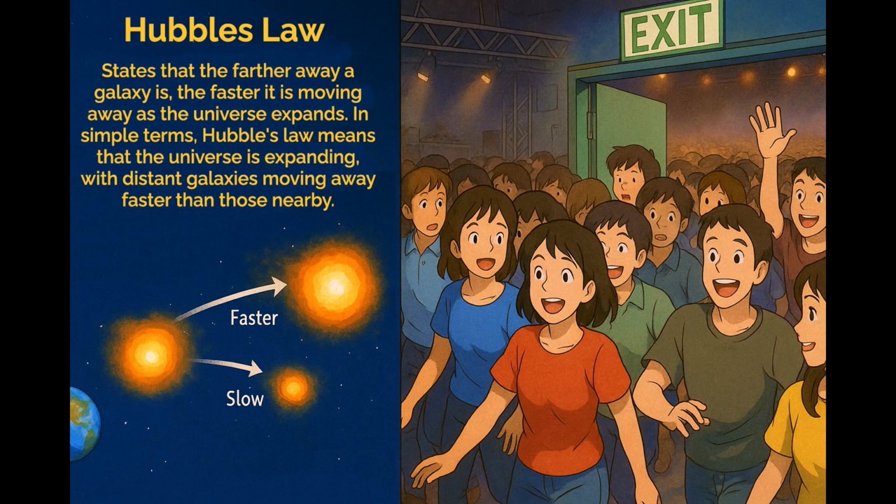This scenario is much like Hubble's law, where galaxies are like the concertgoers. The ones further from us, or the stage, appear to move away faster as the universe expands. Just as the distance from the stage allows people to move more freely and quickly, the greater the distance of a galaxy, the faster it seems to recede due to the stretching fabric of space itself.